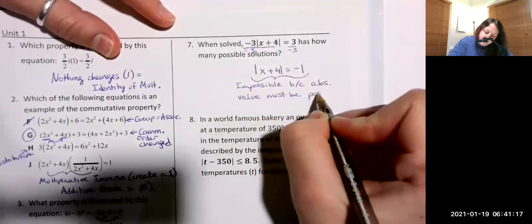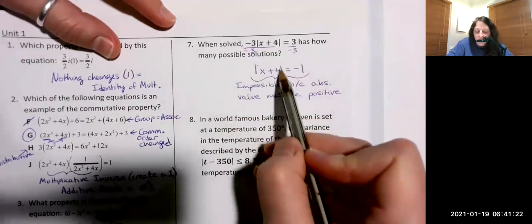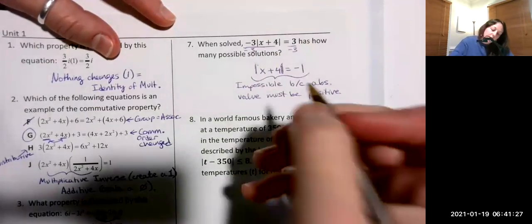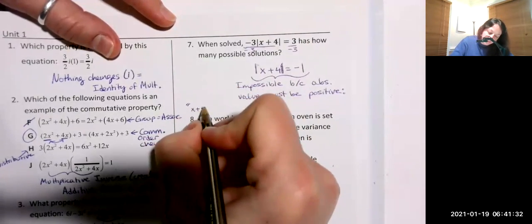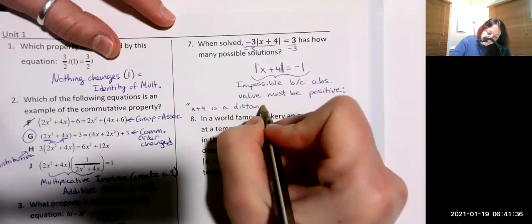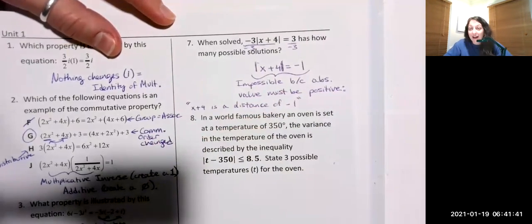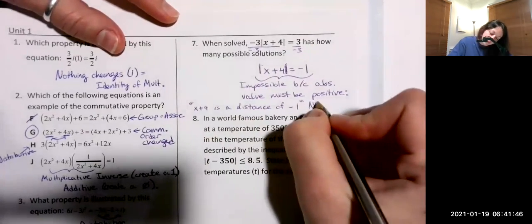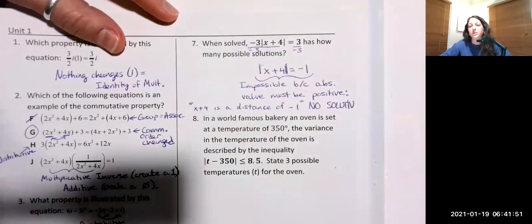The reason this is impossible is because absolute value must be positive. When I say that, I'm talking about when we have just the absolute value brackets set up like this. Remember, this is telling us distance. So what is happening here is this weird contradiction that says x plus 4 is a distance of -1. That is impossible. You can't have a negative distance. So we do not even have any solutions, no solution.